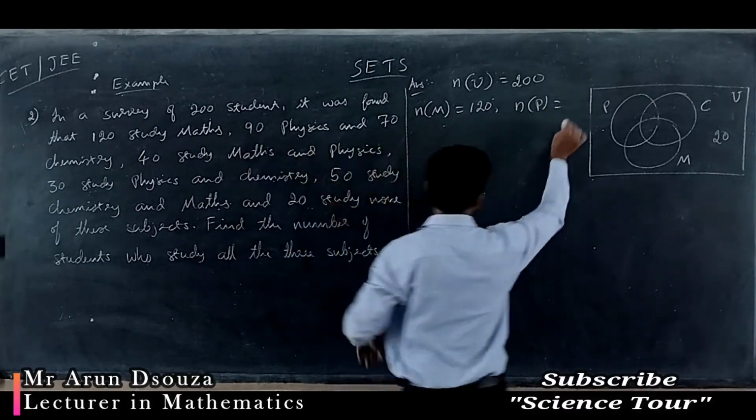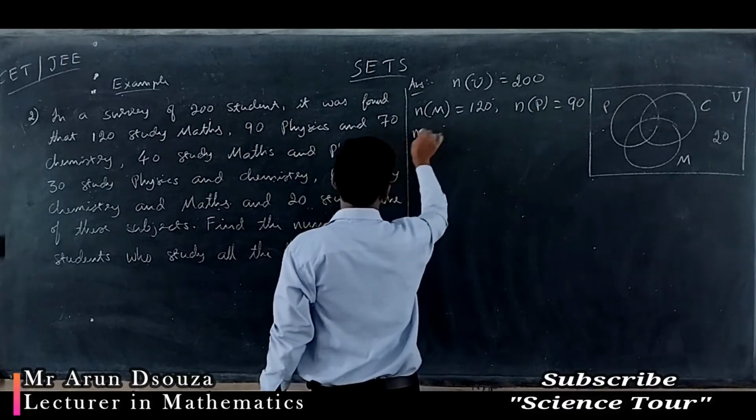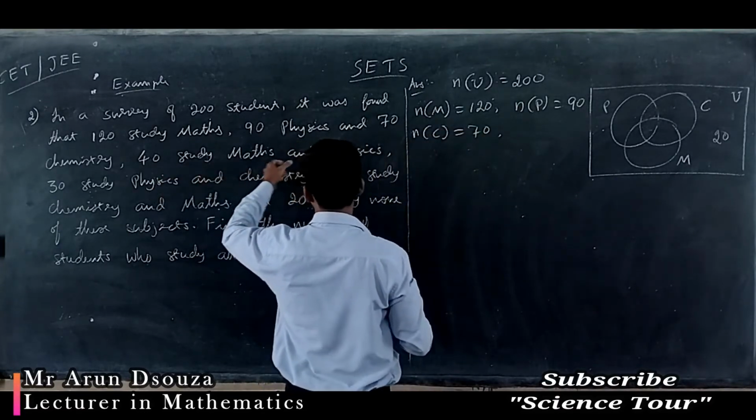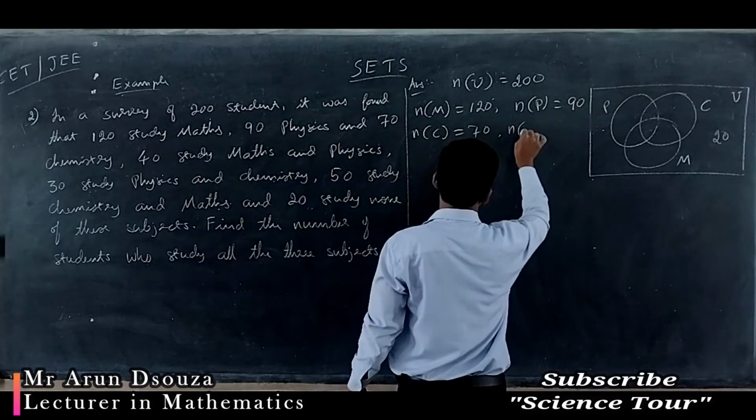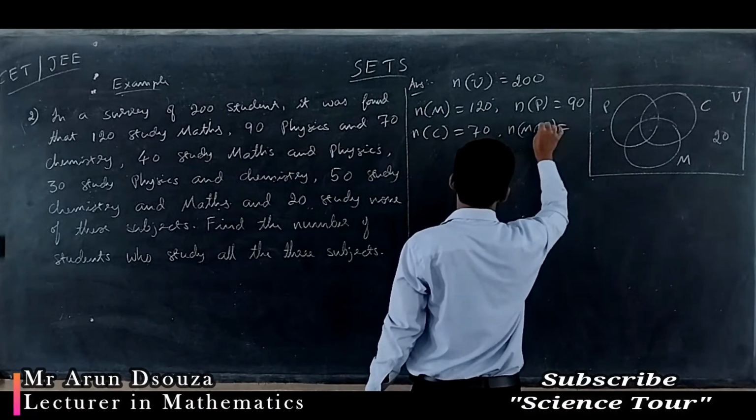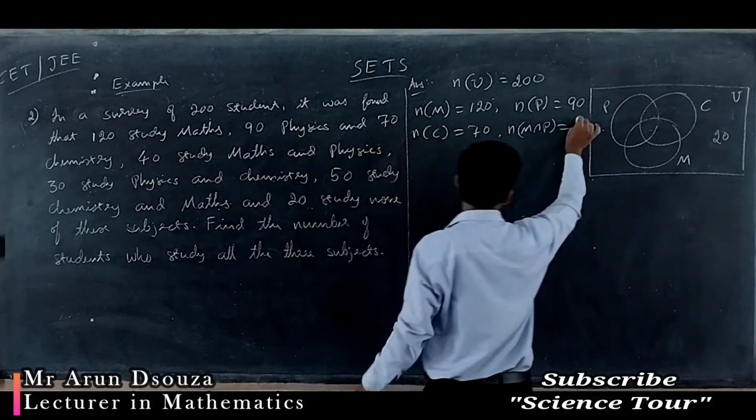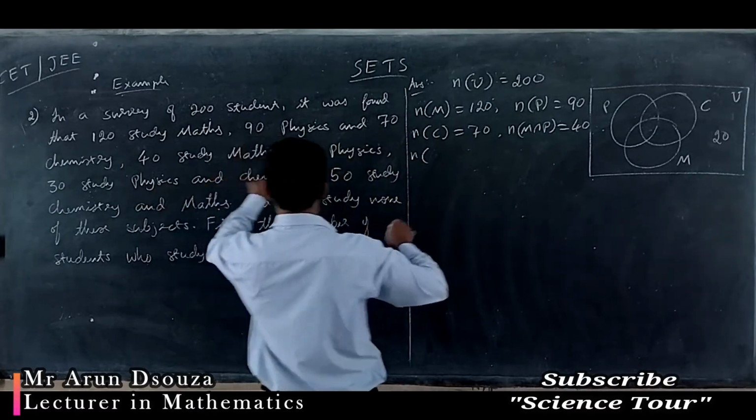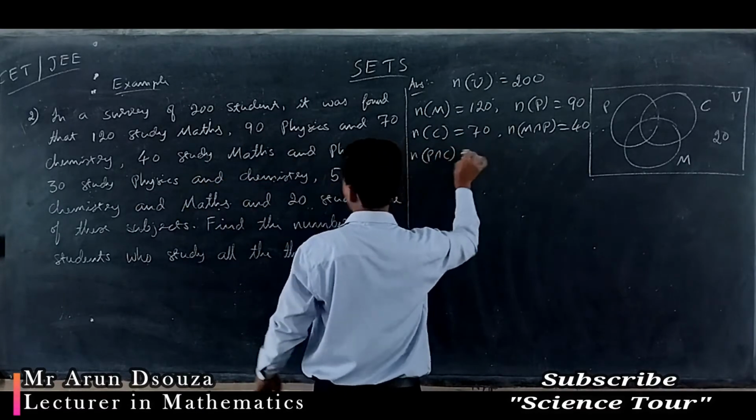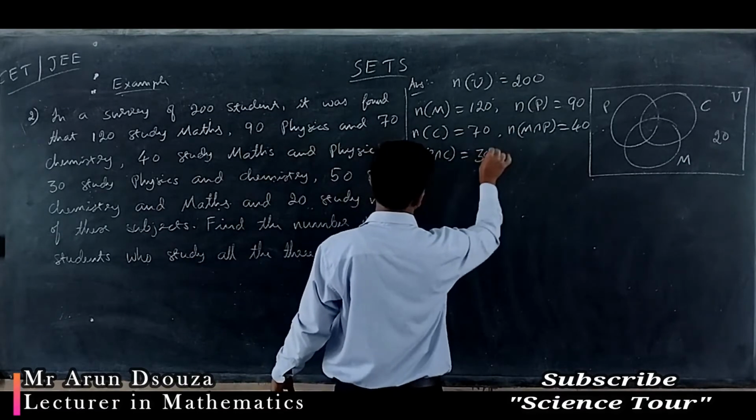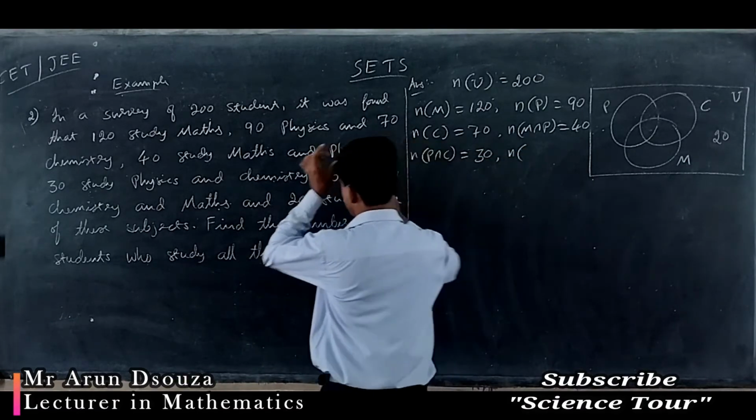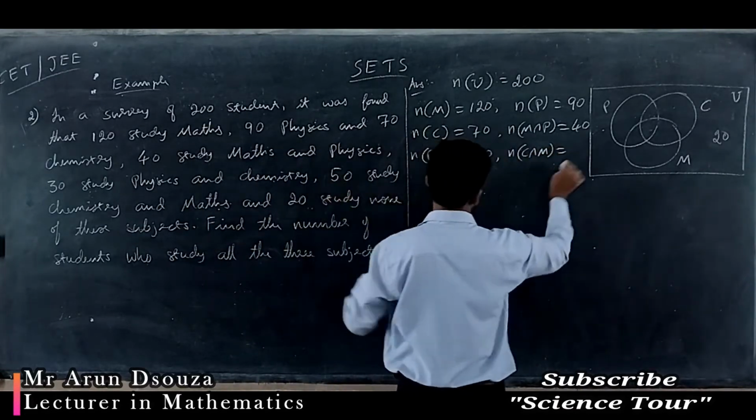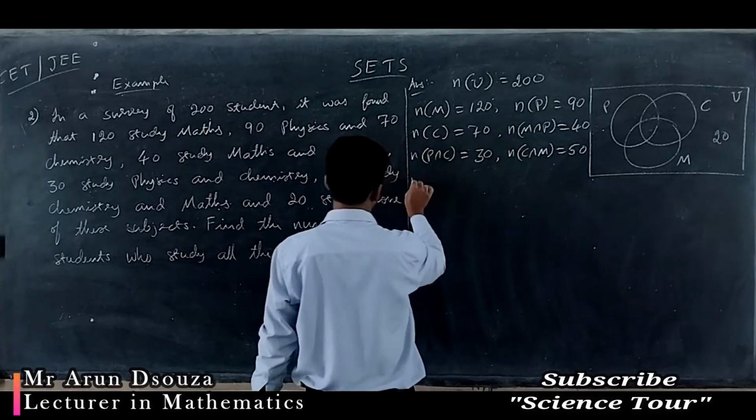Physics here is 90, and chemistry 70, and then 40 study maths and physics. So maths and physics is 40, and then you have physics and chemistry, that is 30, and then you have chemistry and maths, and that is 50.